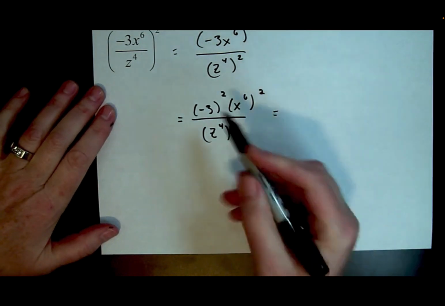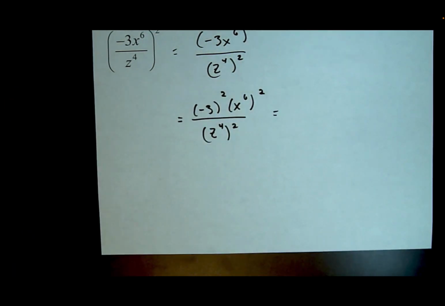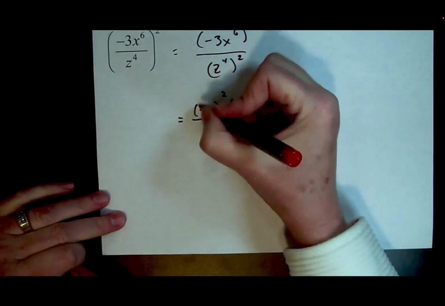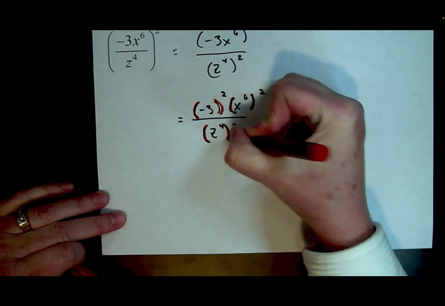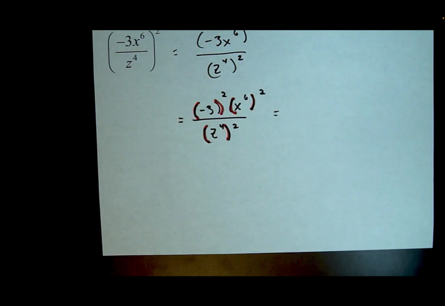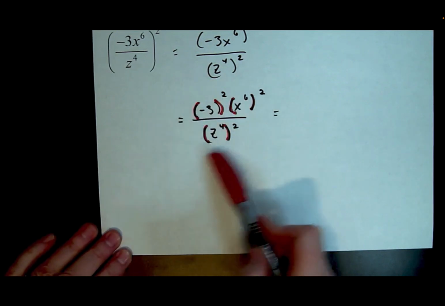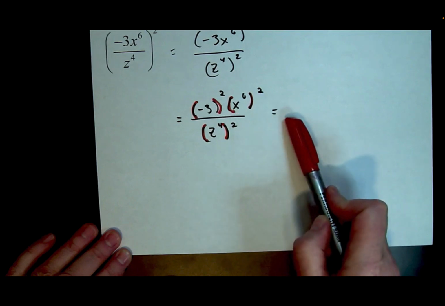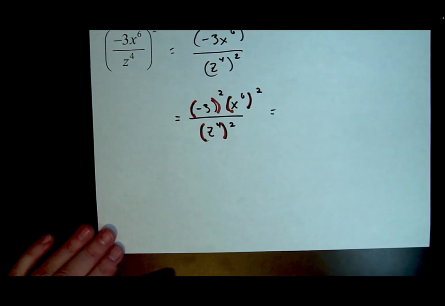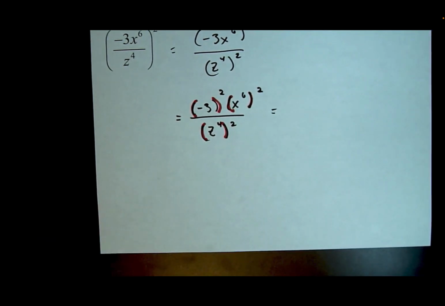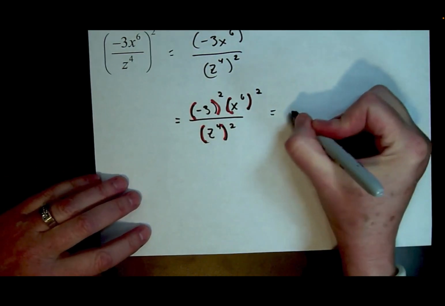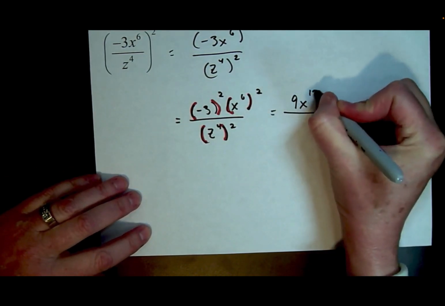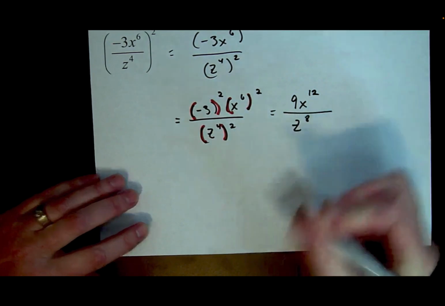And then please make sure, though, that you remembered all these parentheses. These are all mandatory parentheses. If you omit any of those parentheses, then even if you got the right answer, your step here is not equal to your step there. Okay, so these are all mandatory, so make sure you have those. Anyway, so then you should get 9x to the 12th over z to the 8th.